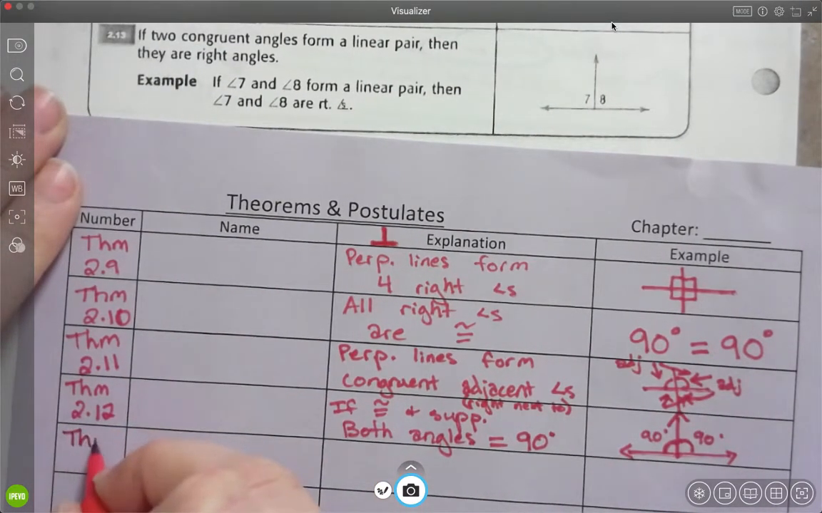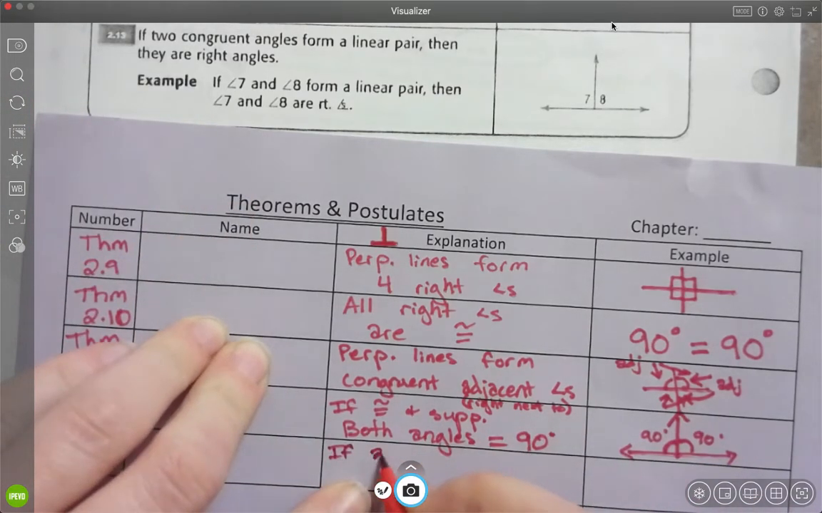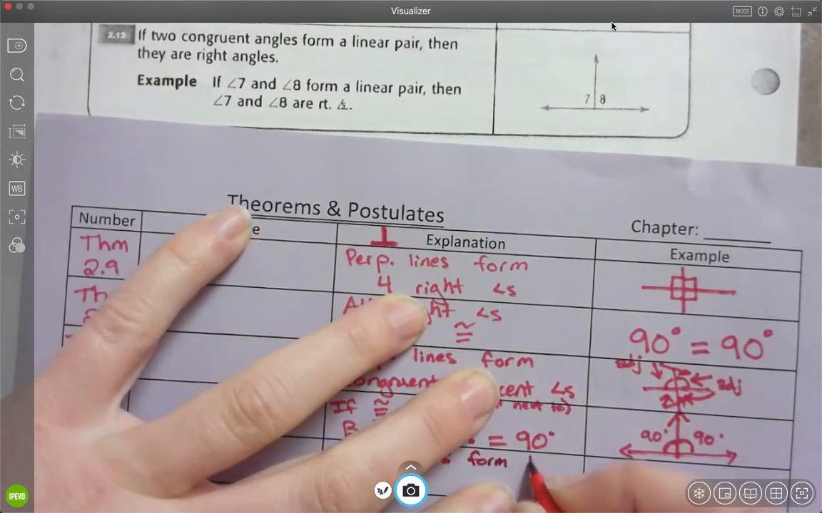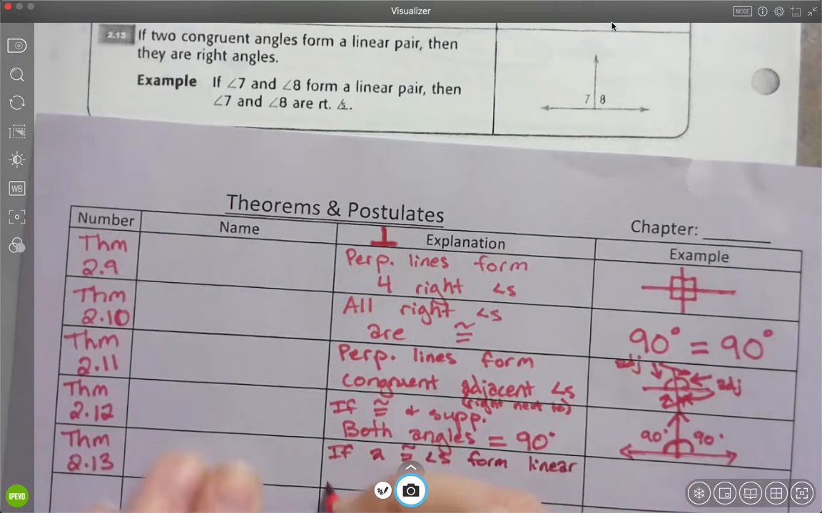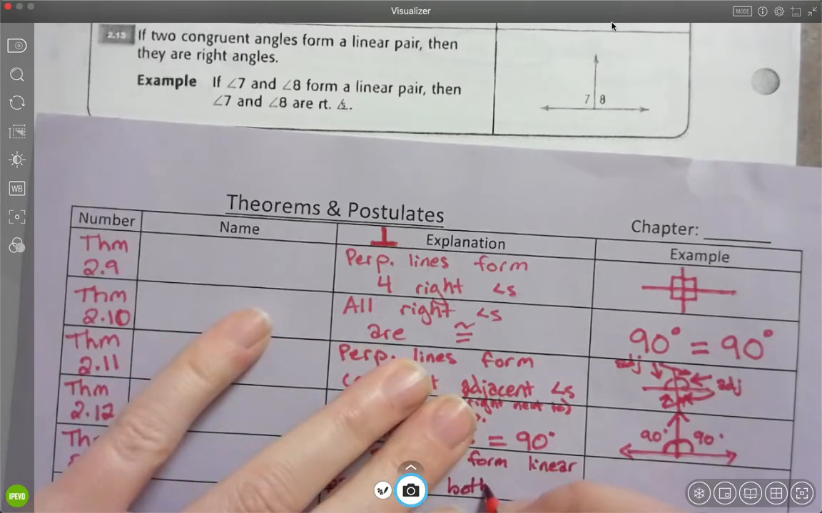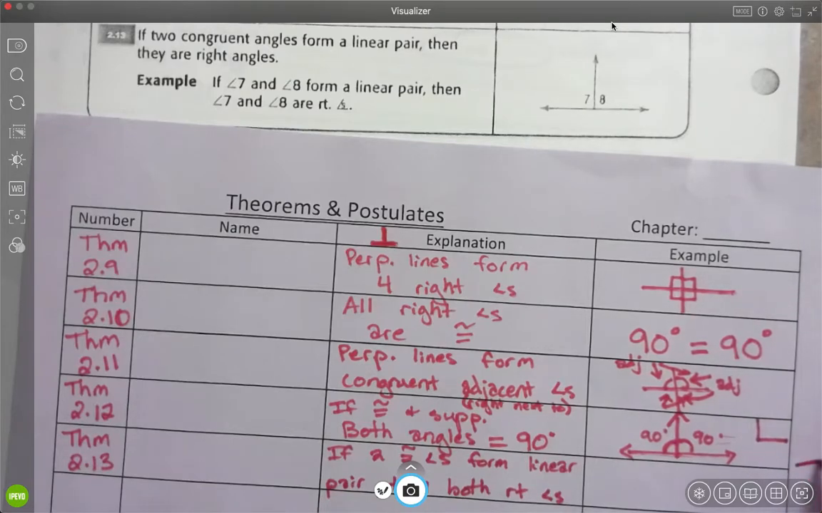Theorem 2.13. If two congruent angles form a linear pair, then both are right angles. Okay, so maybe I should have drawn this picture a little bit different, because in order for them to be supplementary, they do not necessarily have to be touching, right? But for this proof right here, this theorem right here, they do both have to be touching. They both have to be a linear pair. They have to be on a straight line.